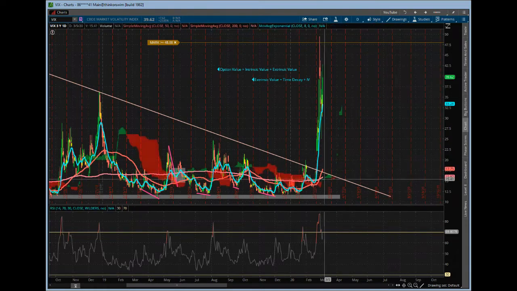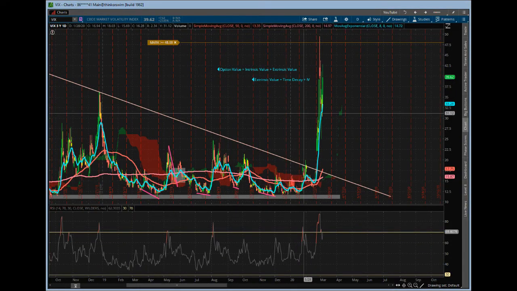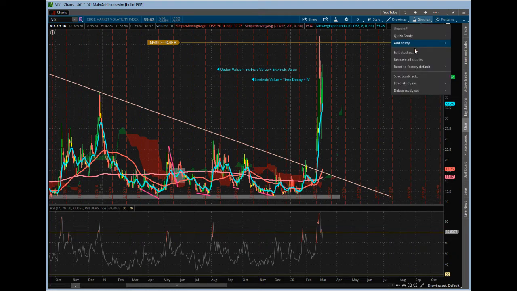To get below and start to work its way down below these levels would be ideal to get these options back in play, where we don't have this huge IV cooked into it. So that's one thing to look at. The other thing that we look at too is actually the IV of the VIX. And this is also mentioned here in our video. So if we put this back in, the implied volatility we talked about earlier this week.